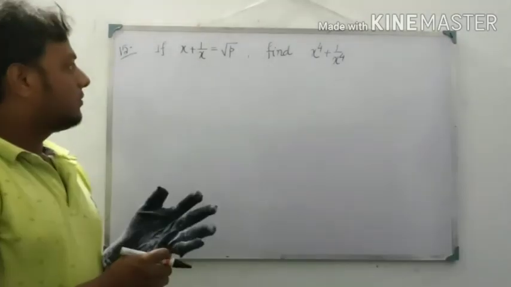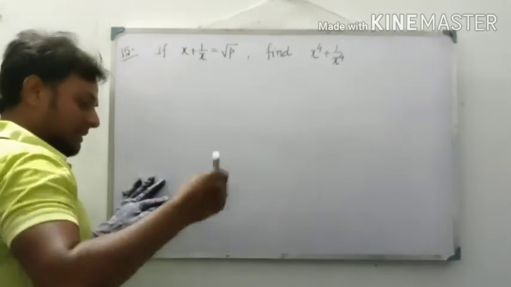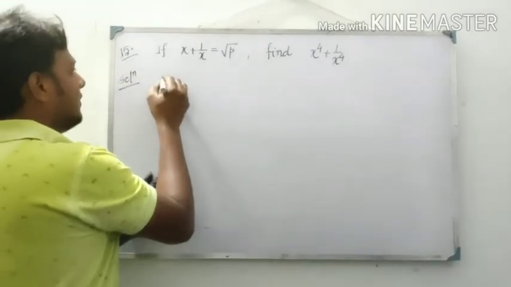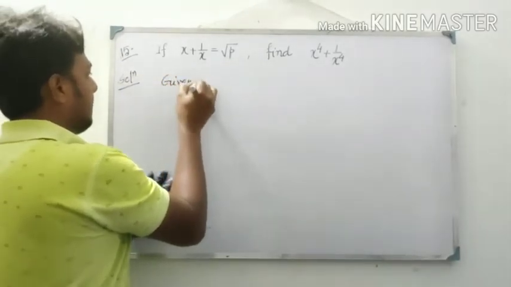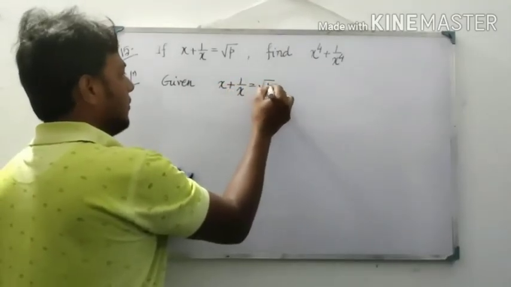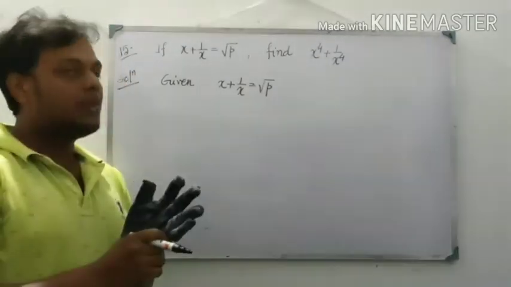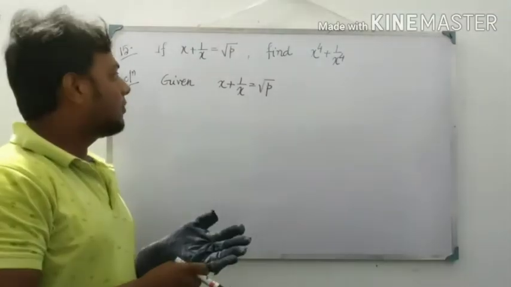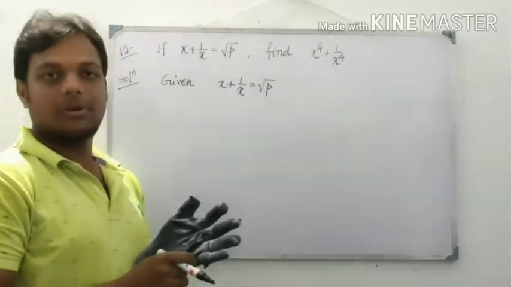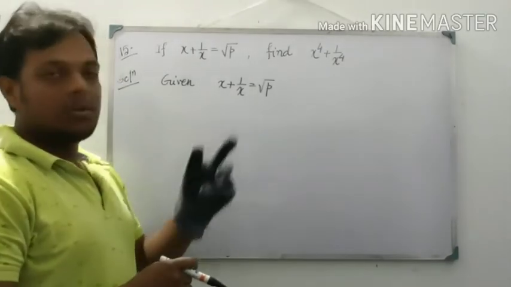Okay, so the first part, solution. Given x plus 1 by x. Now given is this, and our target is to calculate x to the power 4 plus 1 by x to the power 4. That means we have to increase the power. I have discussed one problem in which we diminished the power, but in this case we have to increase the power. So to increase the power, we will square both sides.